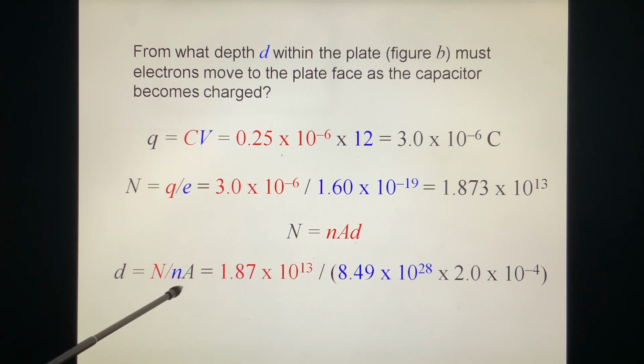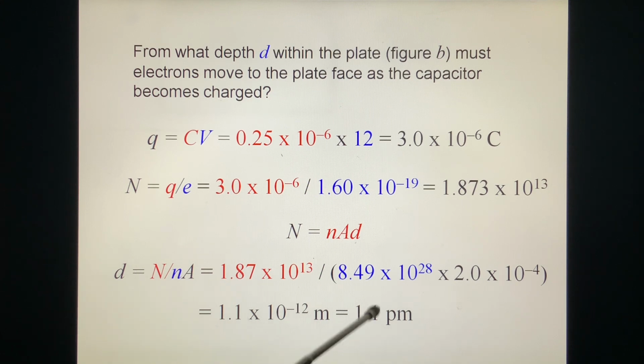This is N, which is given. This is A, 2.0 times 10 to the minus 4 meter. We use the standard unit. We find D is very thin, 1.1 times 10 to the minus 12. You see, this is picometer.